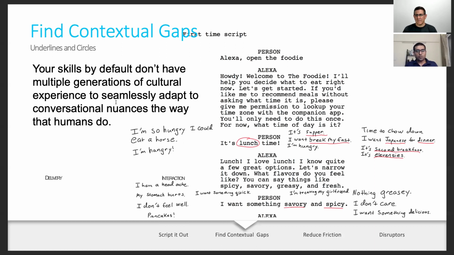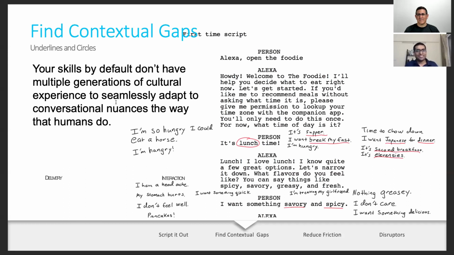But one of the concerns that always comes is, at this point, everyone has warmed up to the idea of building a really good skill, and they start to put in their own ideas of, hey, this is what I want my skill to do. What I usually tell them is that by default, your skill doesn't have multiple generations of cultural experience, right? As humanity, we have come a long way. We have multiple generations of cultural experience on how to behave, what to say, what not to say, right?